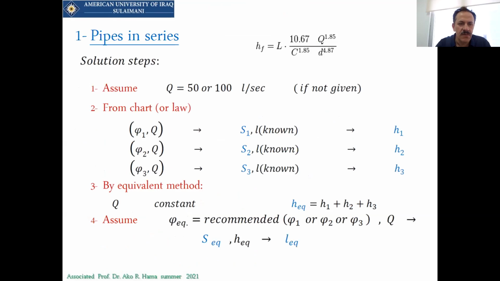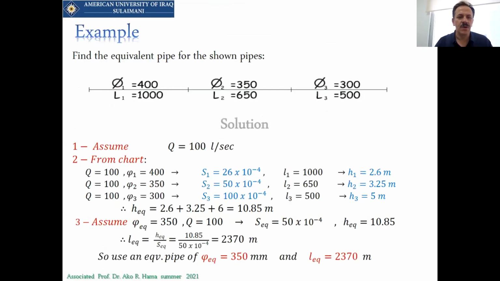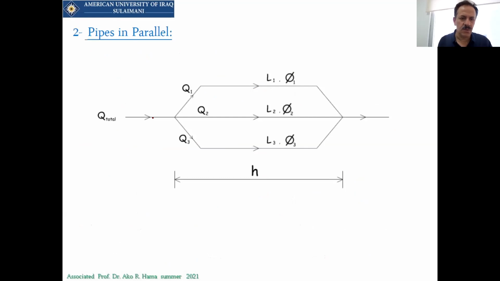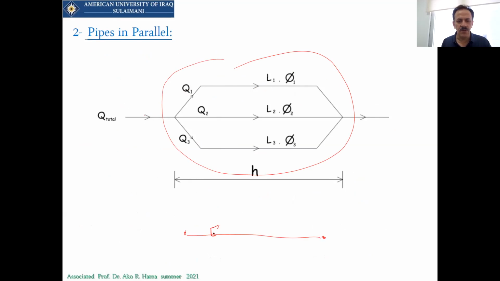What will it be if I have a parallel one? This is the parallel one. So for the parallel one, if I want to remove all these pipes together and put only one equivalent pipe here, then the Q in this equivalent pipe, Q equivalent, will be equal to Q in pipe 1 plus Q in pipe 2 plus Q in pipe 3. So this new pipe, which should be equivalent to the old pipes 1, 2, 3 together, should hold the same Q.